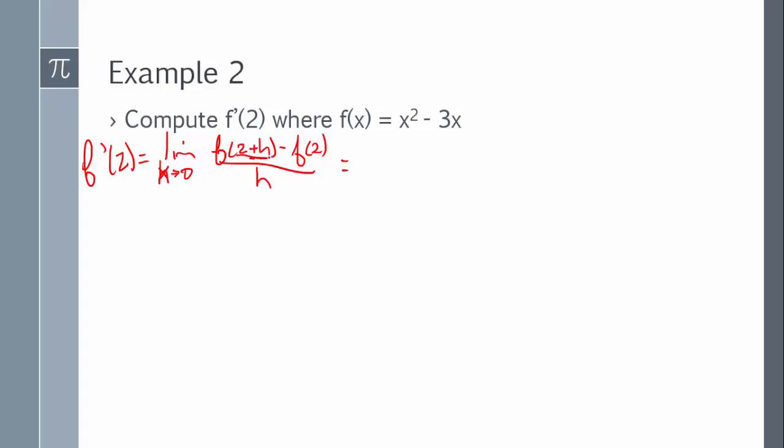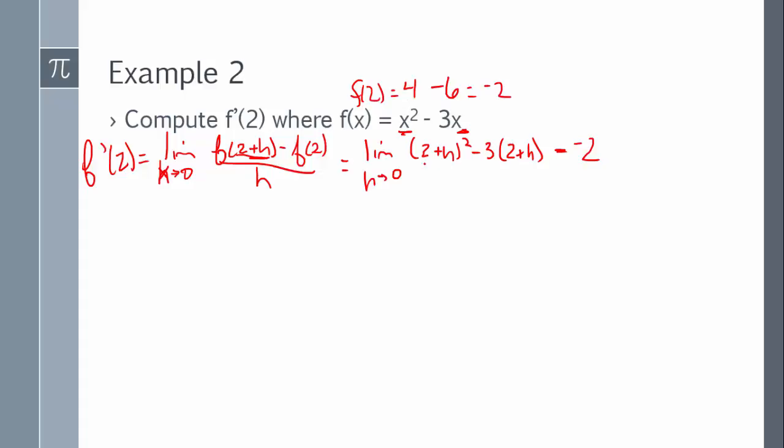Okay, we're going to take this 2 plus h and replace it for both x's in this function. So now I get the limit as h approaches 0 of 2 plus h quantity squared minus 3 quantity 2 plus h. And then I'm going to subtract that f of 2. So when x is at 2, I get 4 minus 6, which is negative 2. So I get minus negative 2 all over h. Let's turn that minus negative into plus 2.